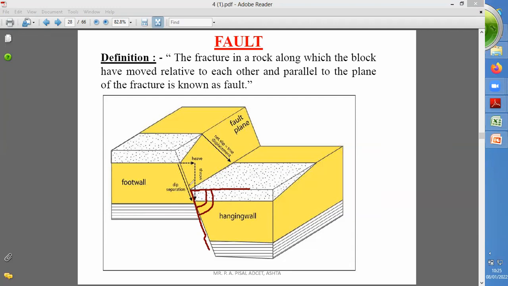The angle formed by the fault plane to the horizontal layer. Okay, the angle formed by the fault plane and the horizontal layer, that angle is considered as a head angle.